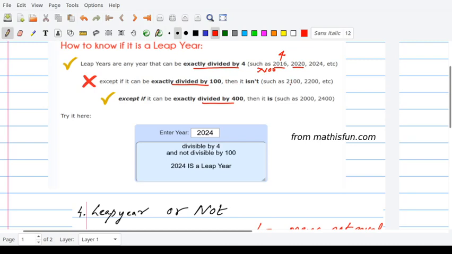But years like 2100, 2200, etc. are divisible by 100 as well as 4. Such years are not leap years. But years like 2000, 2400, etc. are divisible by 400. So such years are leap years.